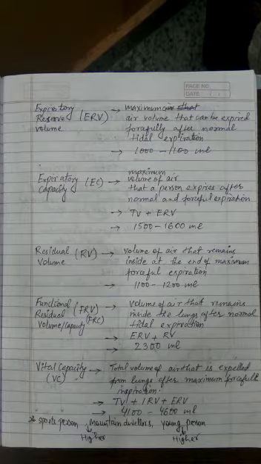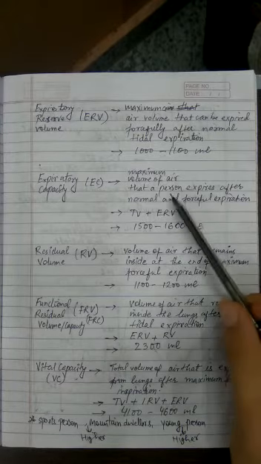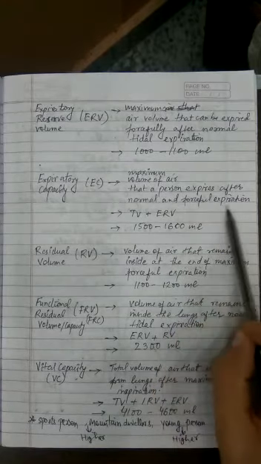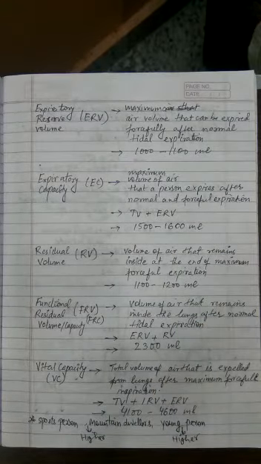Now in the same manner, we can have a combination of both. So what is expiratory capacity now? Expiratory capacity, also written as EC, is the maximum air that a person can expire after a normal inspiration. So it is the volume of the air which a person expires after normal expiration and then by forceful expiration, combination of both.